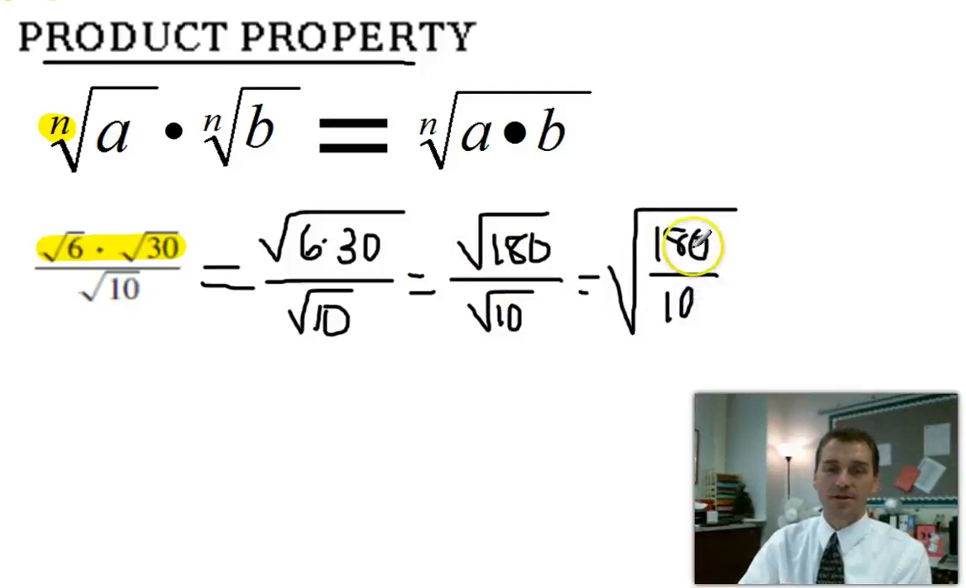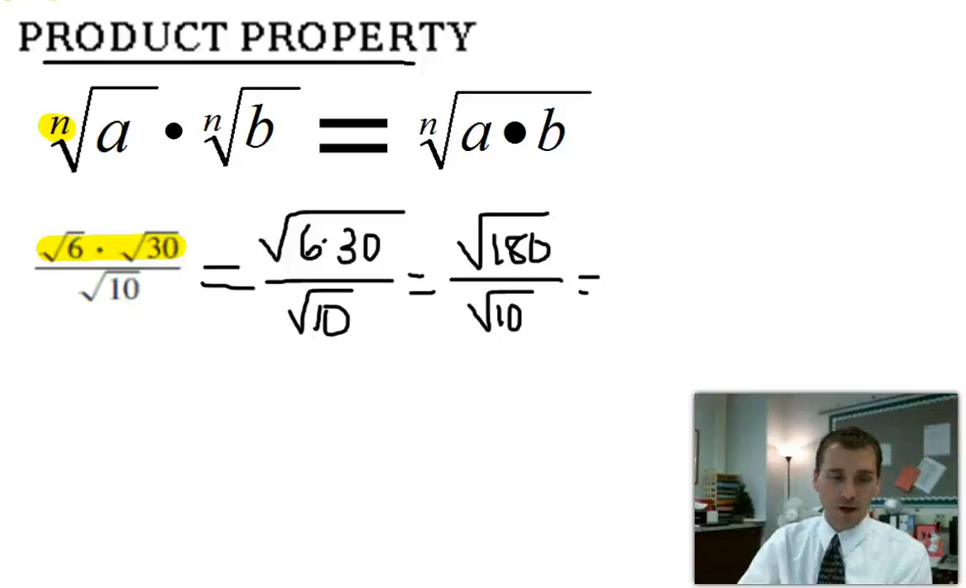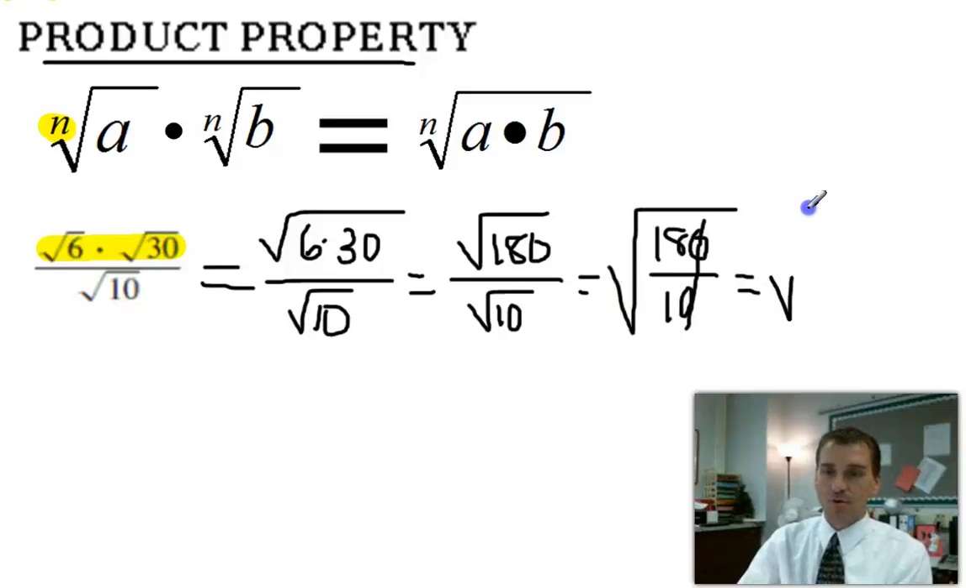Why would I do that? Because I can reduce 180 over 10. The zeros cancel out, and what am I left with? The square root of 18, actually let me back that up. I'm left with the square root of 18 over 1. That's cool. Well, let's keep on going.